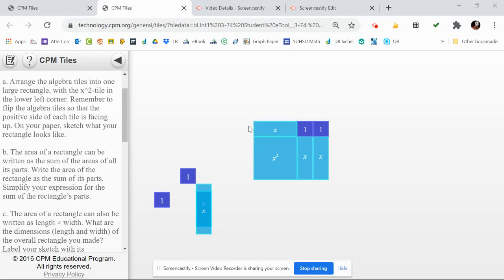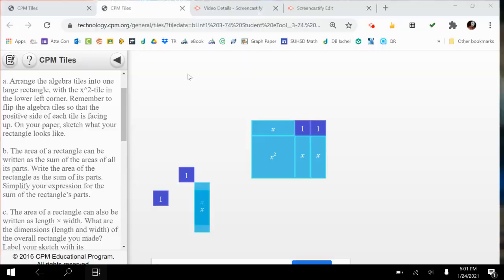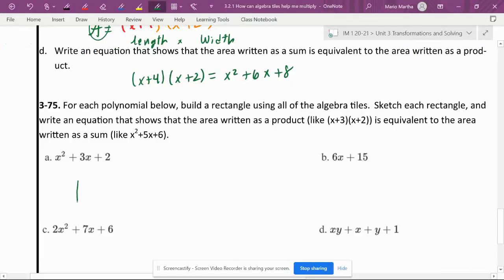So here we have 1. And then this side would be x. And then this is x. And then this side would be 1 and 1 as well. So let's make a sketch of that. Oops, too much. So it's a rectangle. This is x squared. So that's x, that's 1, 1. And then again, the perimeter, this would be equal to x plus 1 times x plus 2.